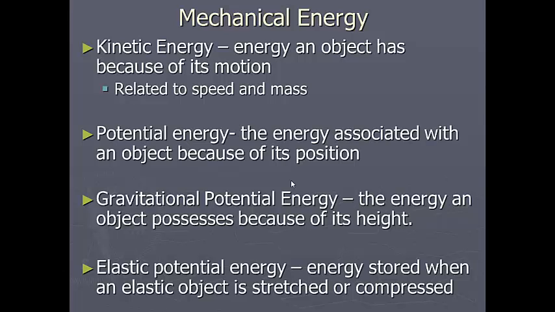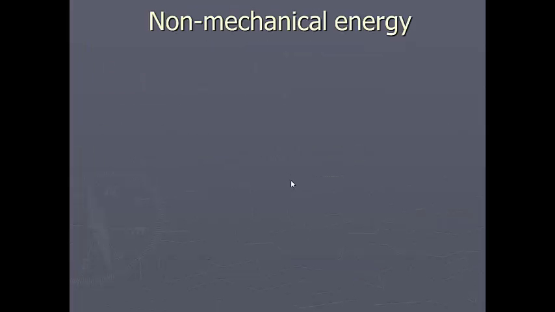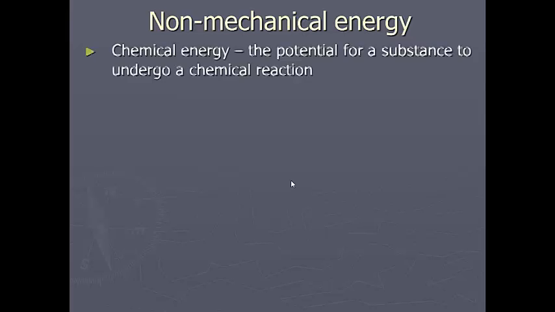Elastic potential energy is energy stored when an elastic object is stretched or compressed. So that could be a spring or a rubber band or anything else that is elastic. The more something is stretched, the more energy there is that is stored. There's also many types of non-mechanical energy. It would be kind of impossible to list all types of non-mechanical energy, so on this slide I'm going to give you a few examples.